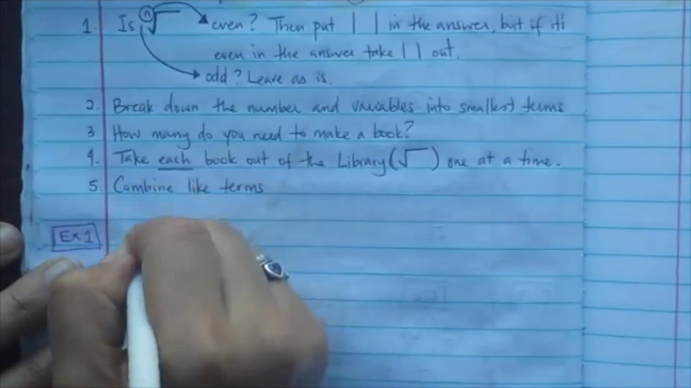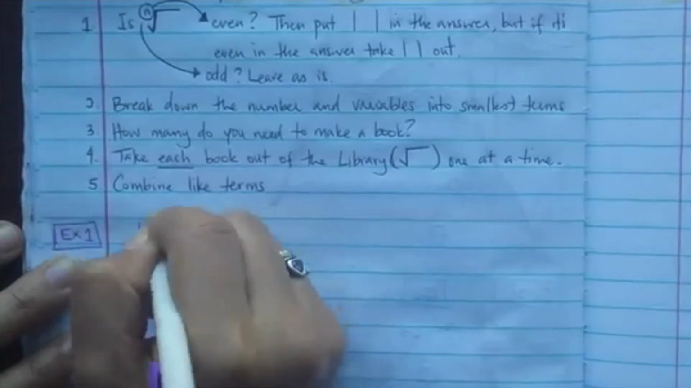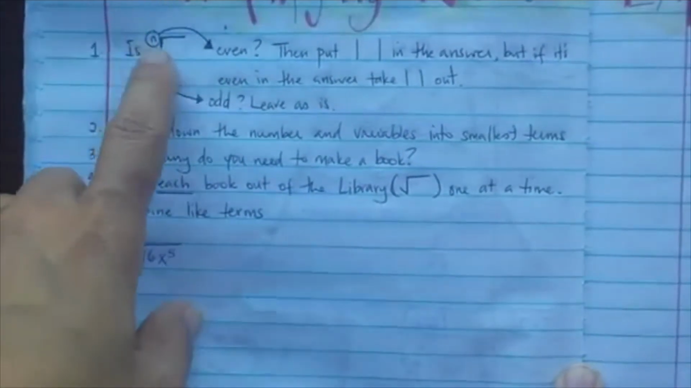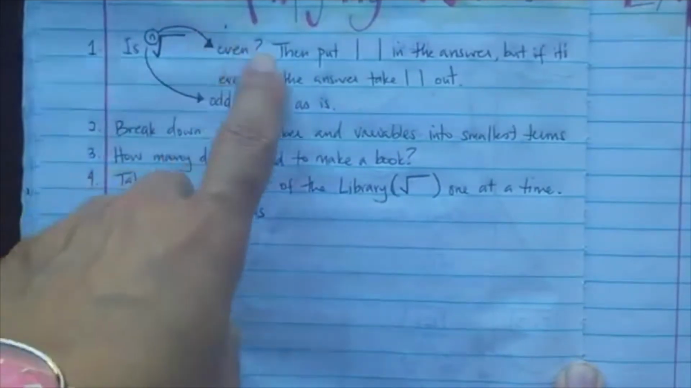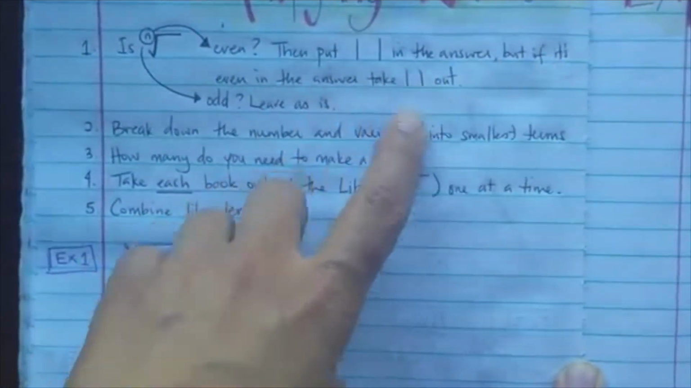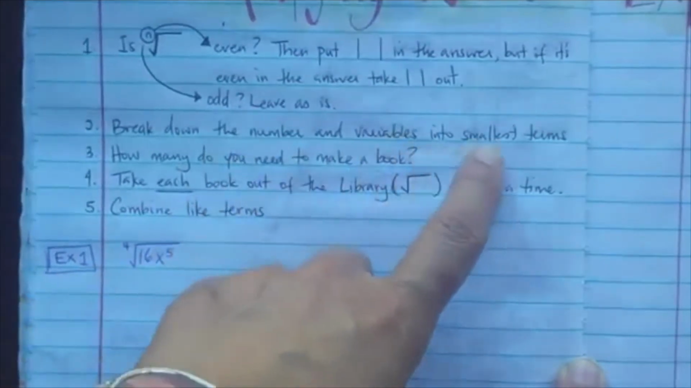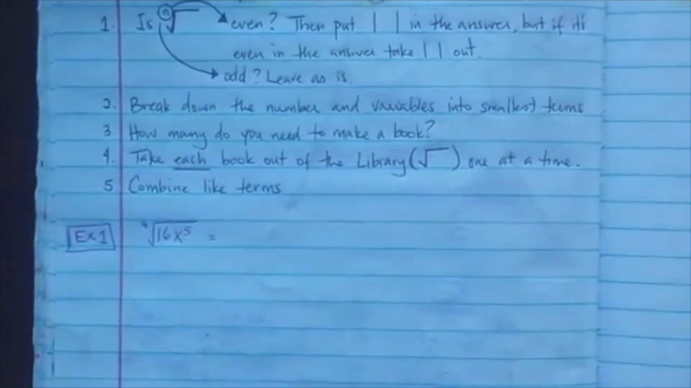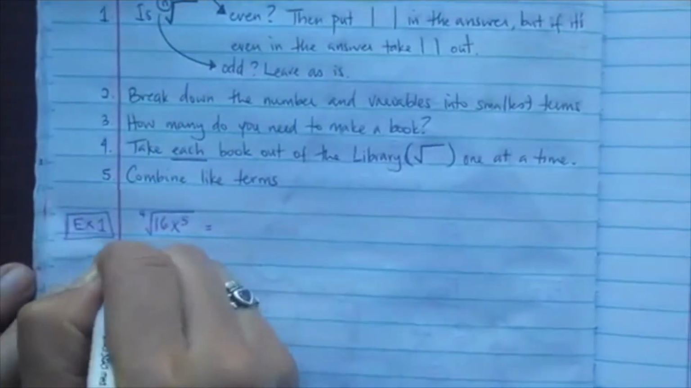Alright, so let's take a look at an example. Example 1. Let's say we had the fourth root, and that's represented by that 4 outside the square root, of 16x^5. Is n even? If it's even, you're going to put absolute value in the answer, unless the exponent in the answer is even, then you're going to leave it out. Break down the number and the variables into the smallest terms. So just like we did before with the prime tree, the prime factorization, break down 16.